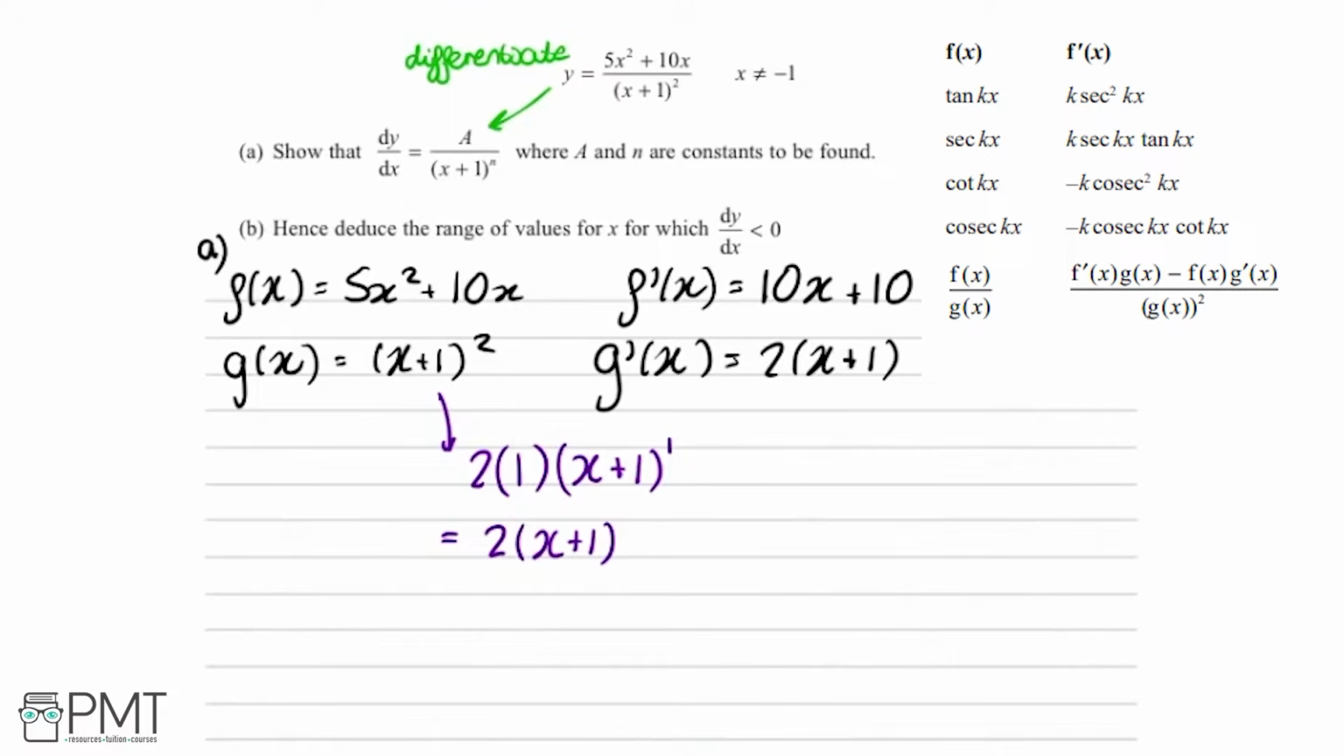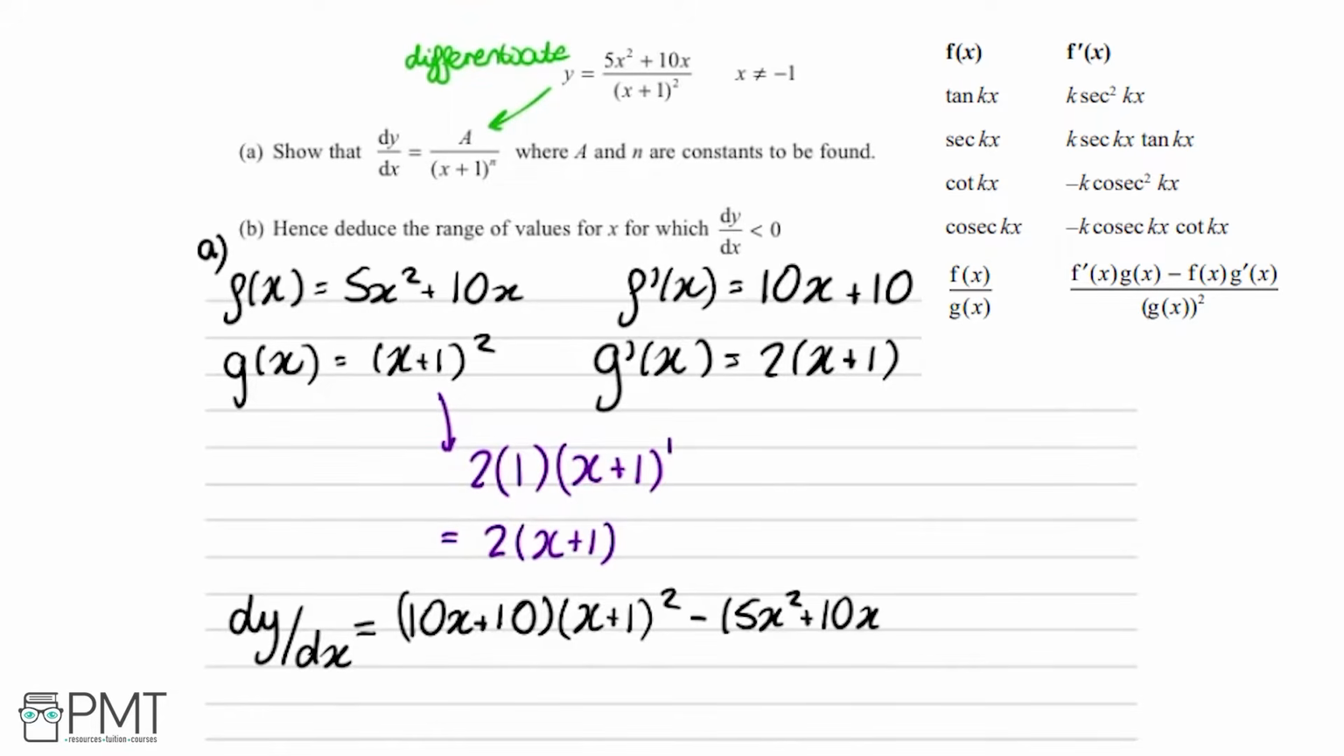Brilliant, so now we're actually going to use the quotient rule. So we can say that dy by dx, so we have f dash of x, so that's 10x plus 10, multiplied by g of x, so x plus 1 squared, take away f of x, that's 5x squared plus 10x multiplied by g dash of x.